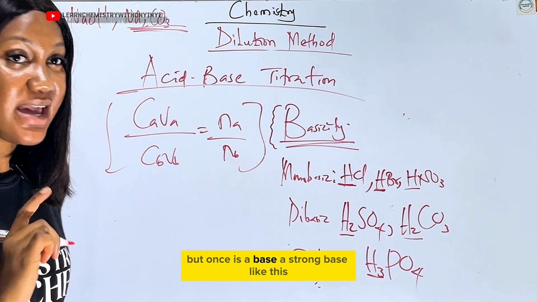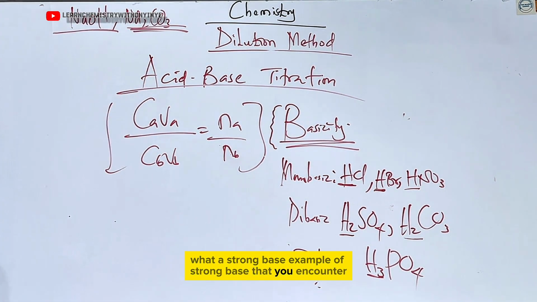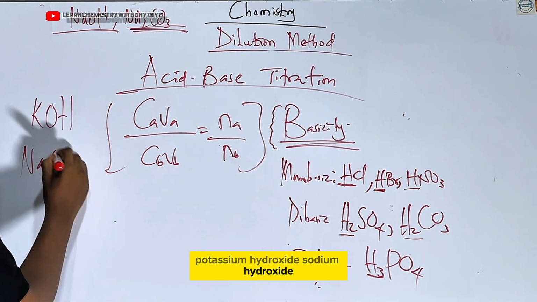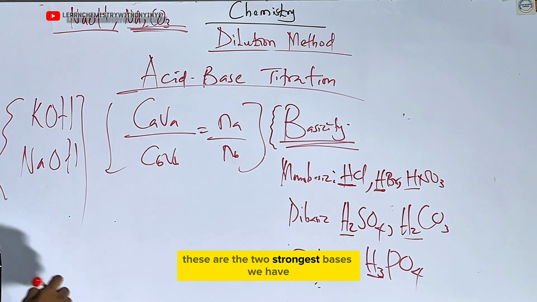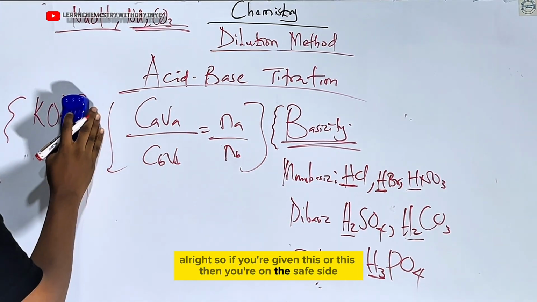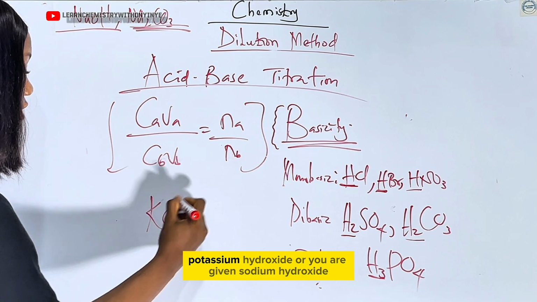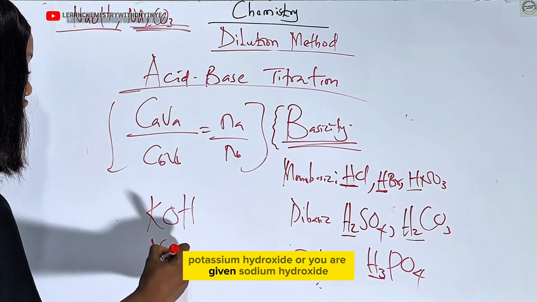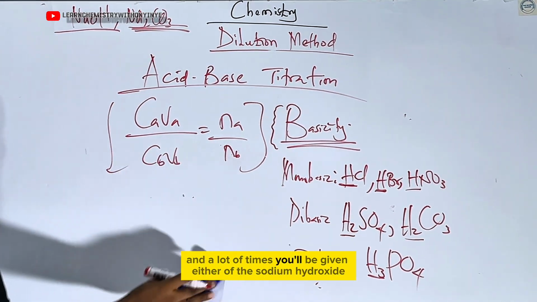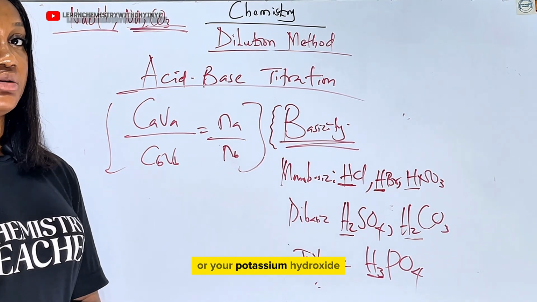But what is a base? A strong base like this. What strong base? An example of strong base that you encounter: potassium hydroxide, sodium hydroxide. These are the two strongest bases we have. All right. So if you're given this or this, then you're on the safe side. So if you're given an acid and you're given either of this, potassium hydroxide or sodium hydroxide, then you're on a very safe side. And a lot of times, you'll be given either sodium hydroxide or potassium hydroxide.